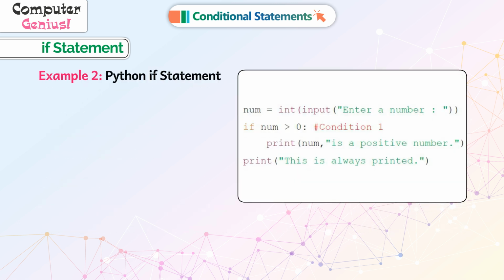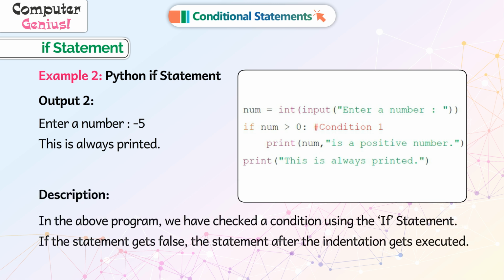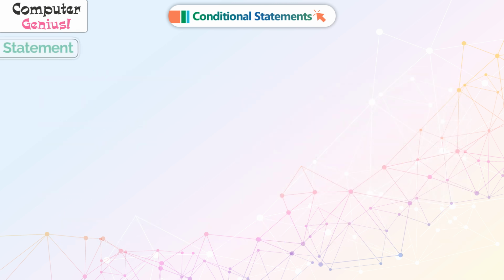Example 2. Python if statement. Output 1. Enter a number: 15. 15 is a positive number. This is always printed. Output 2. Enter a number: -5. This is always printed. Description. In the above program, we have checked a condition using the if statement. If the statement gets false, the statement after the indentation gets executed.